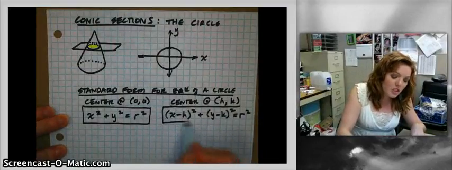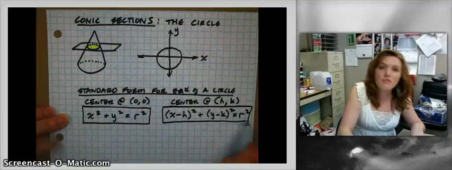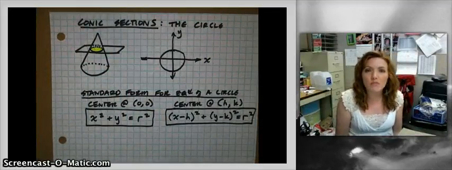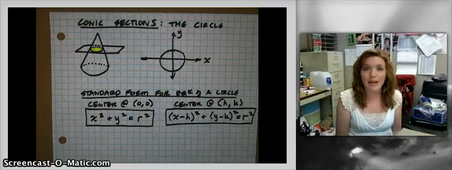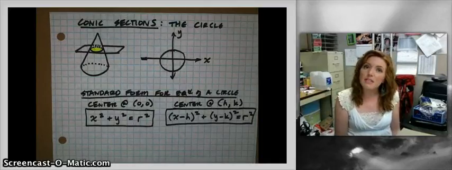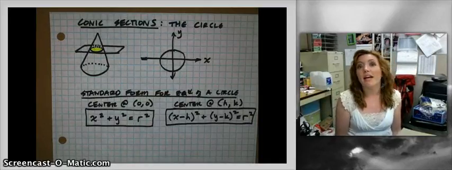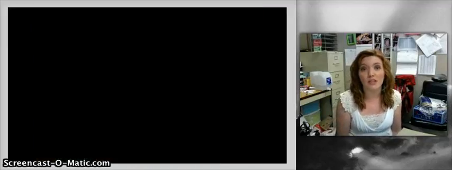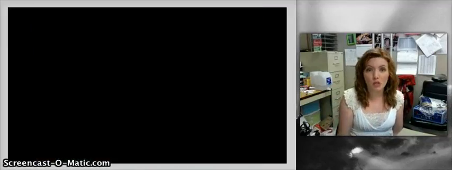So what we're going to be doing in the next video, we're going to get some practice using these two forms of the equations for circles, and we're going to practice graphing, identifying the center and the radius, and then, like I told you in the last video, we're going to have some really fun activities to go along with these. So everybody make sure we're not done yet.